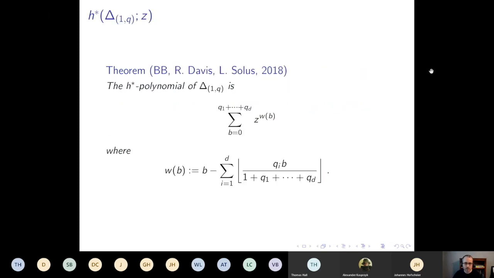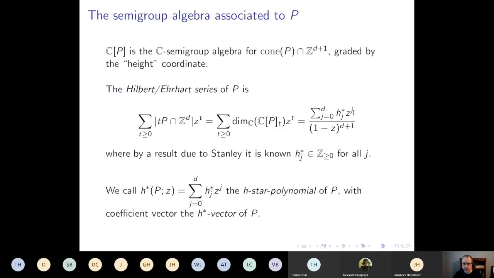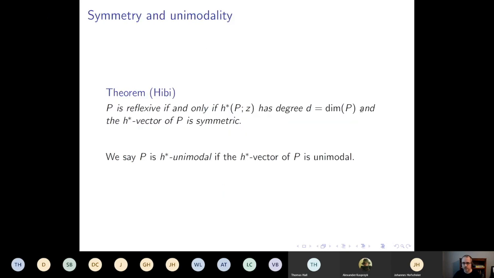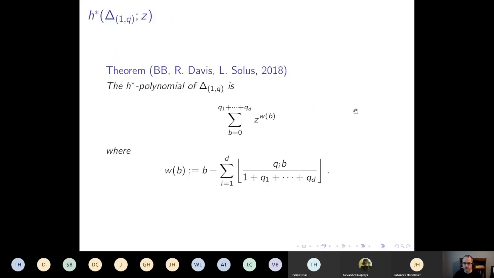So what I had said earlier was that if I have the delta 1 Qs, all of these invariants for delta 1 Qs should be expressible in terms of the Q vector. So here I have an arbitrary lattice polytope, and I've got this H star polynomial. And now the question is, if I have a delta 1 Q, how do I get rid of all the geometry and just write down the arithmetic? And so here's what it is.